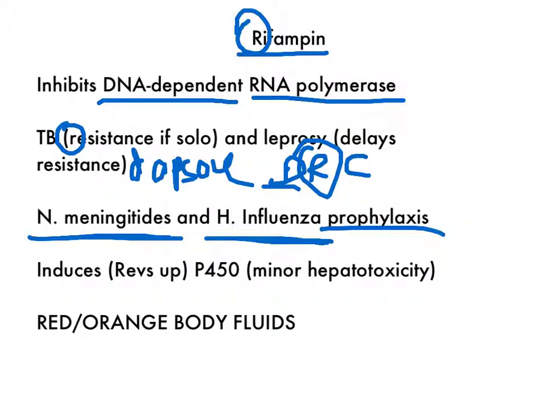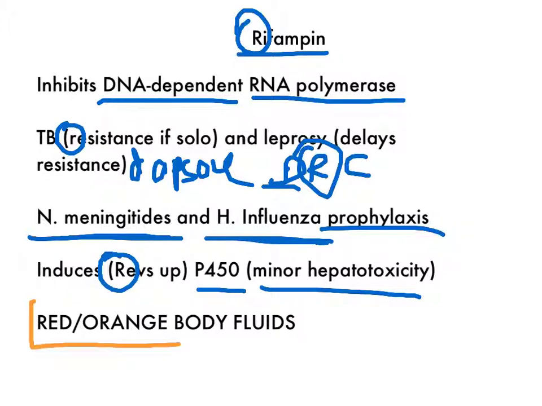The other thing you have to know about it is that it induces the P450 system. And actually, here's an R if you think about it as revved up. So it induces or revs up the P450 system, and it has a minor hepatotoxicity. And really the most high-yield thing about rifampin is that it causes red or orange body fluids, and that's not really a problem. It doesn't cause any symptoms or anything like that, except that they have red orange body fluids. So that's something that you have to tell the patients. So red orange body fluids, never forget that.